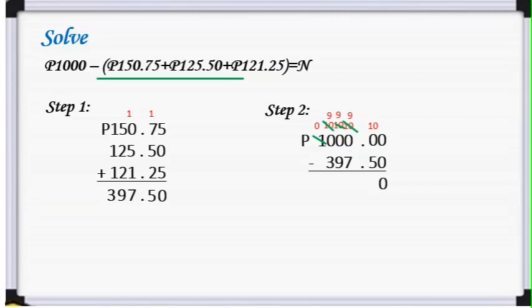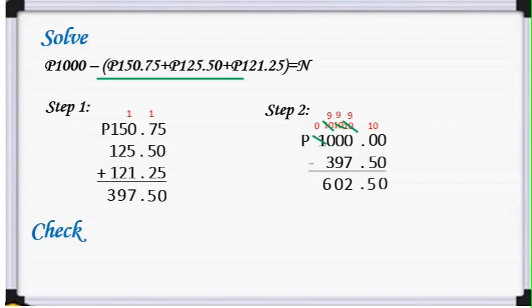So now, can we subtract 5 from 10? Yes, so let us subtract. 10 minus 5 is 5. 9 minus 7 is 2. 9 minus 9 is 0. And then 9 minus 3 is 6. So now, let us put the decimal point directly aligned to the other decimal points. So, the answer is 602 pesos and 50 centavos.